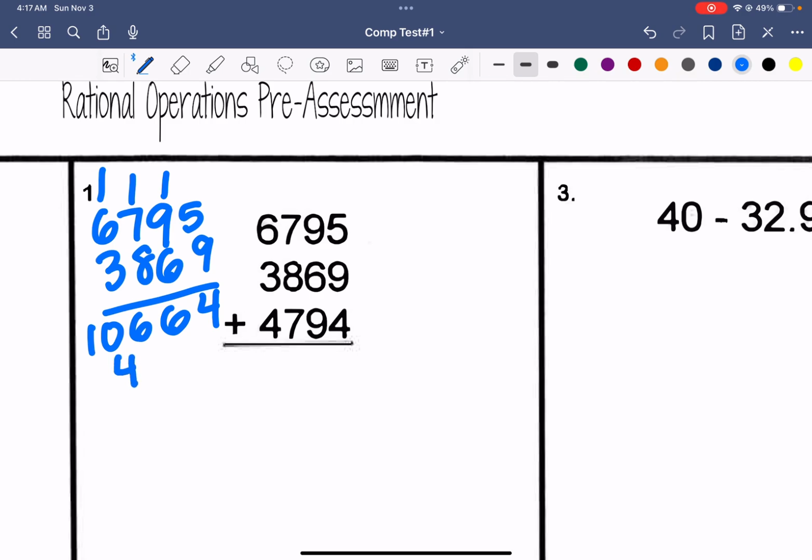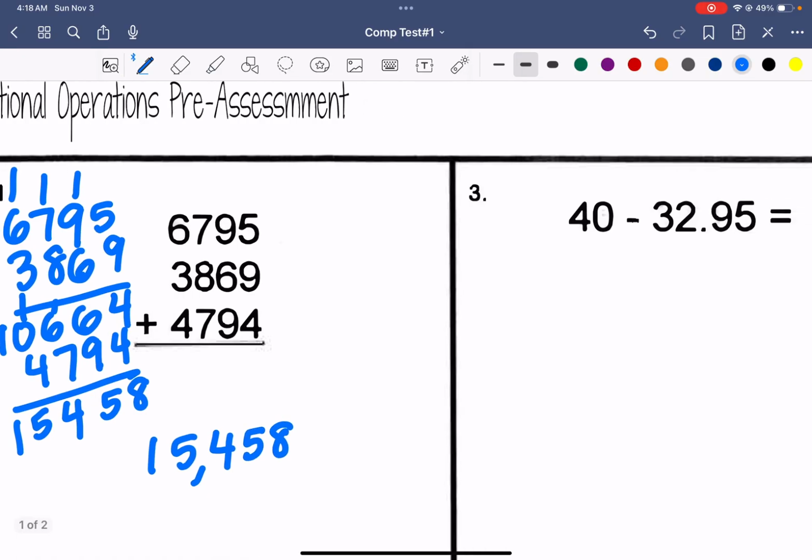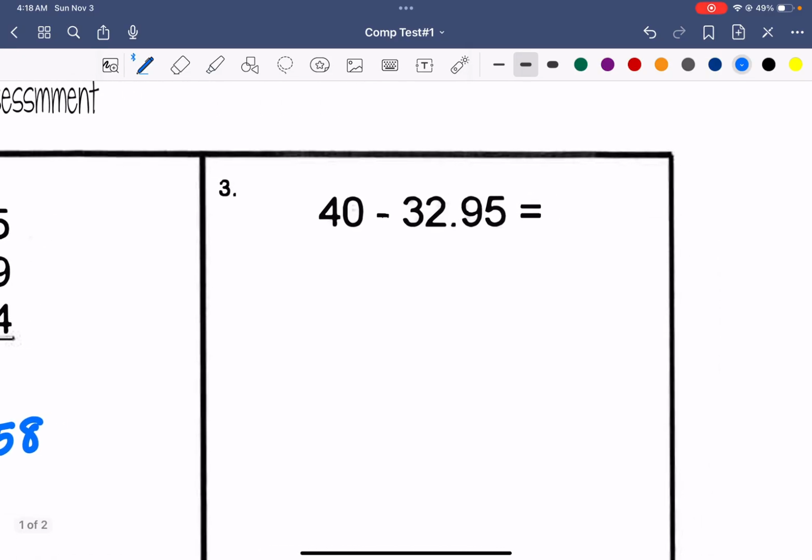And I'm going to add the last one. I'm just keeping it organized. I think number 1 is just about organizing. So 13. So then my answer is 15,458.